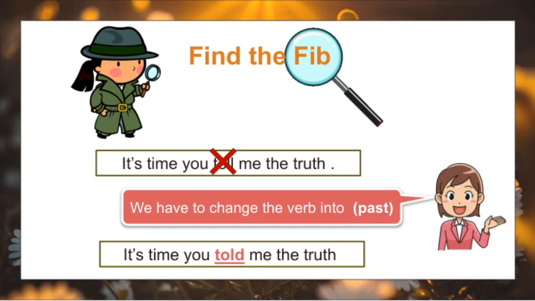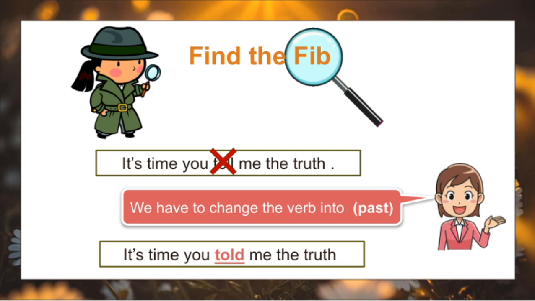All right, now we're at a really interesting point in our lesson. The slide says, "It's time you told me the truth." But of course, in English, when we're talking about the past, we need to change that verb. So instead of tell, it becomes told in the past tense. And the key here is understanding how to correctly convert present tense into past tense, especially with irregular verbs like tell.